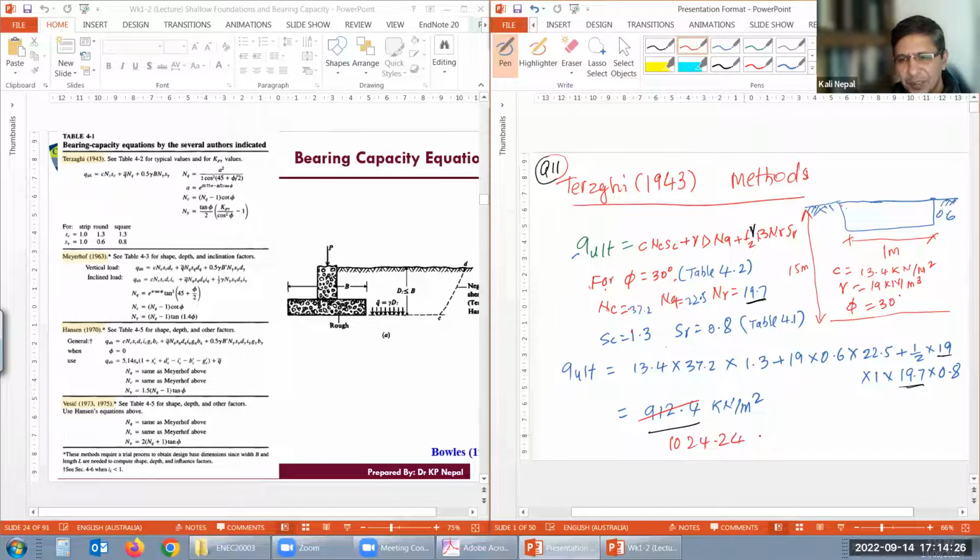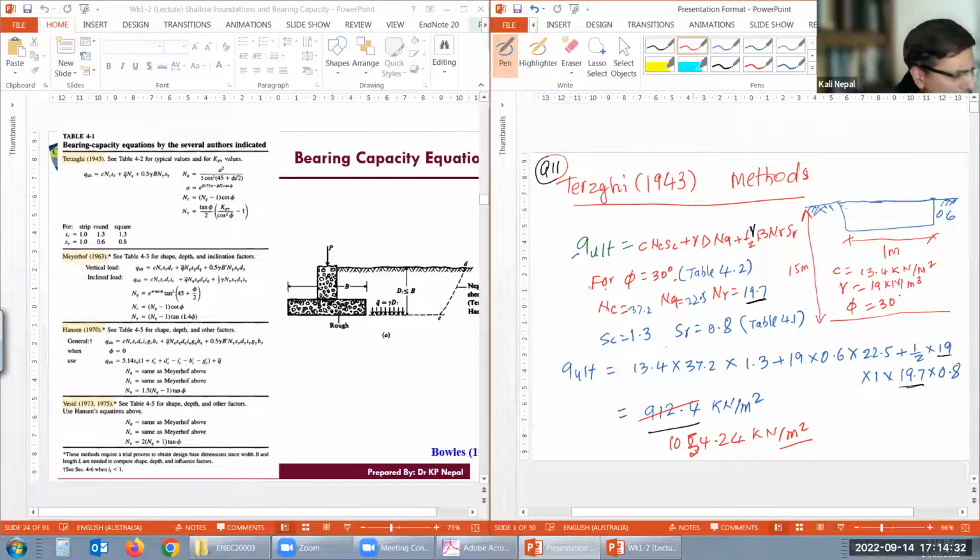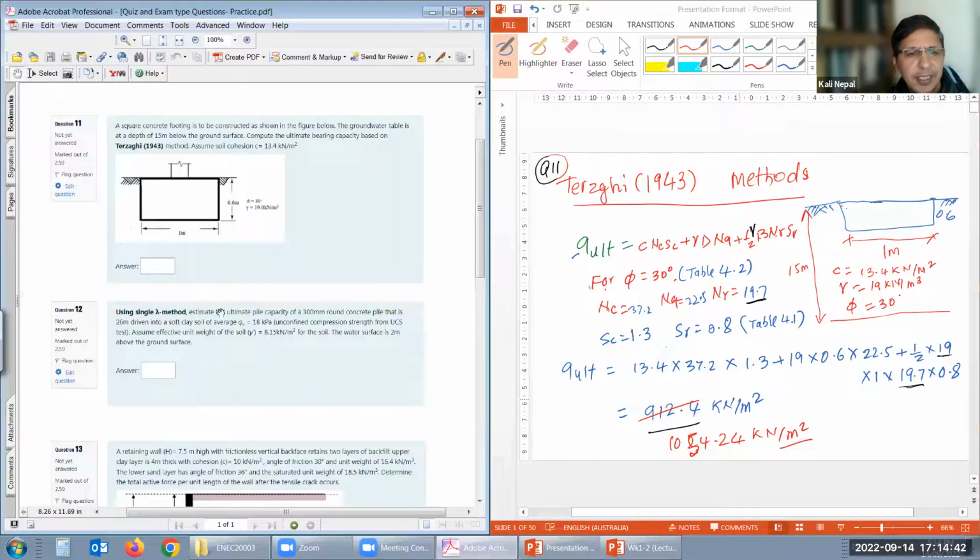1054.24. 24 kilonewton per meter square. 54, sir. 1054. Is that 54? Yeah, 54, correct. So that's the correct answer now. What you need to do for the quiz is get that answer, go in the quiz and just put the number. Don't put kilonewton per meter square. We will use standard unit.